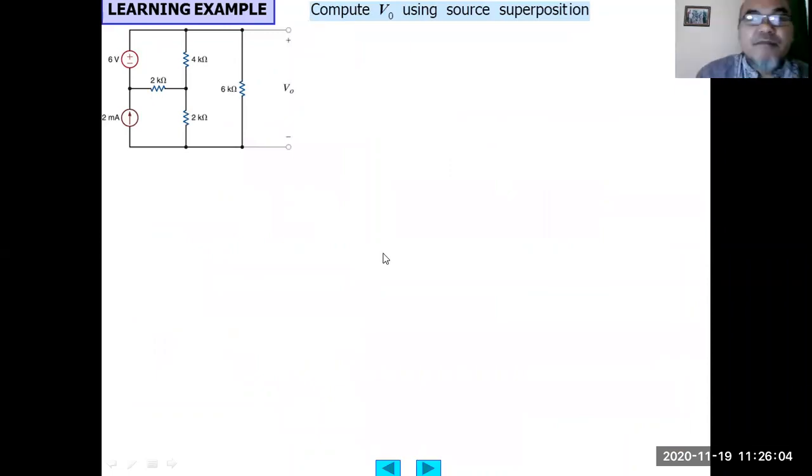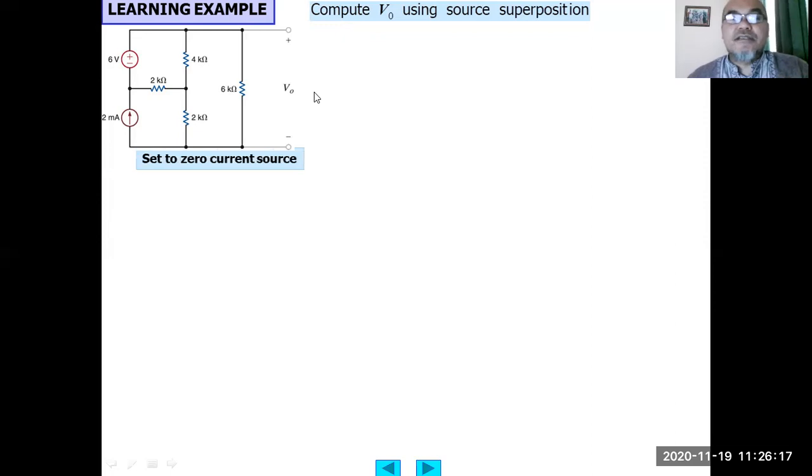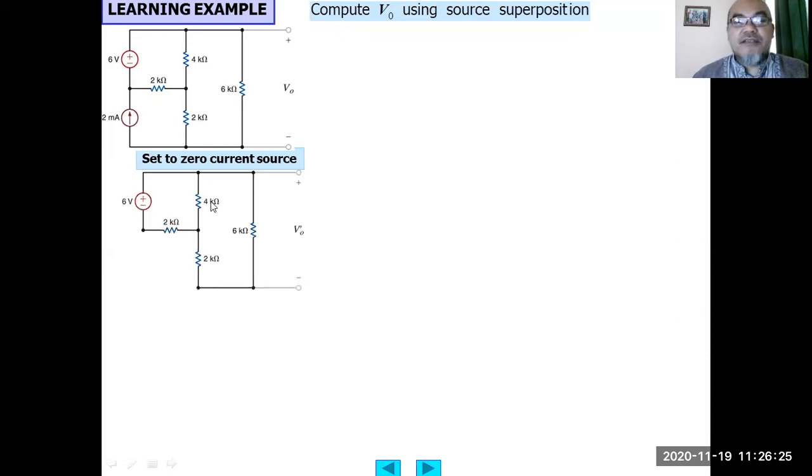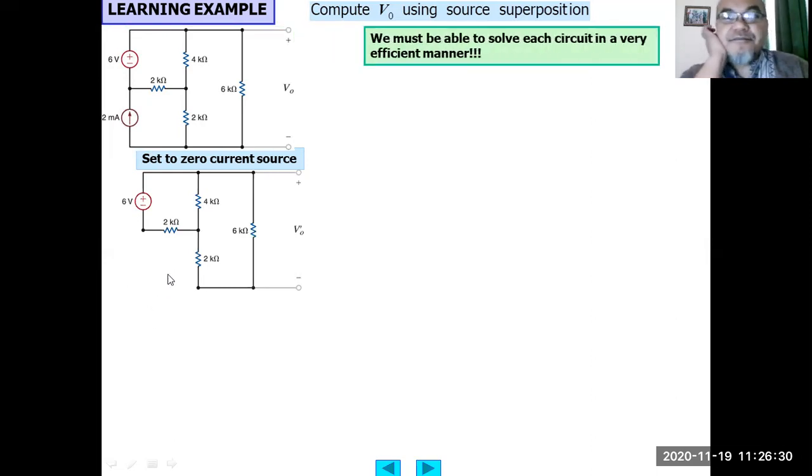So we have a circuit with one independent voltage source, 6 volt, and another independent current source, 2 milliampere. Calculate the output voltage across the 6 kilo ohm resistor using superposition. First, set the current source to 0, to make it an open circuit, so it becomes like this. Then we can calculate first the equivalent resistor, and then make it a voltage divider.